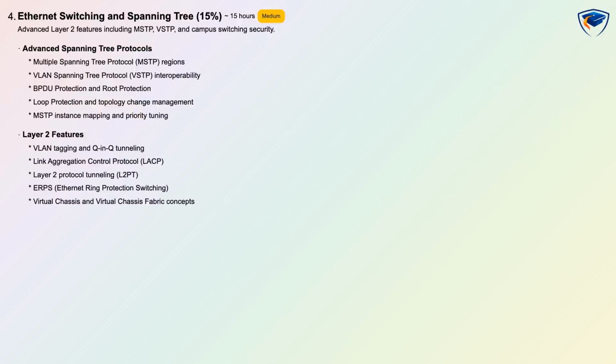The syllabus also covers summarization, authentication and security, multi-topology support for IPv6, and overload bit and convergence tuning. Ethernet switching and spanning tree is 15% and medium difficulty with an estimated 15 hours of hands-on and conceptual study. You will learn advanced spanning tree protocols such as MSTP regions and VSTP interoperability, BPDU and root protection, loop protection, and topology change handling. Layer 2 features include VLAN tagging and Q-in-Q, LACP for link aggregation, Layer 2 protocol tunneling, Ethernet ring protection switching, and virtual chassis concepts. The focus is on campus switching behavior, instance mapping, and priority tuning.